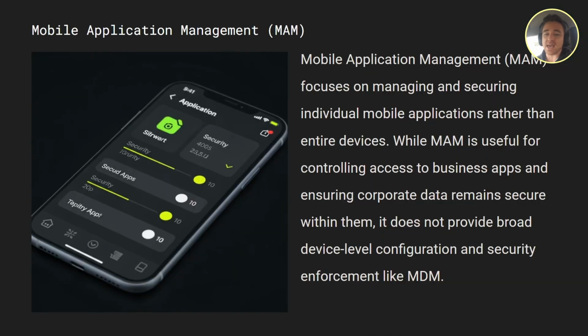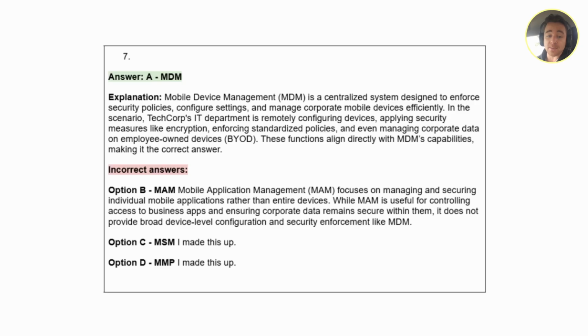Whereas MAM, which is one of the other options, is mobile application management. Now that is when you're just managing those select applications that you have interest in. Everything else is none of your business, but you're only managing those applications. Okay, so hopefully that makes sense. The other two options, which were MSM and MMP, I made those up. Don't worry about those. You just need to know about MDM and MAM.